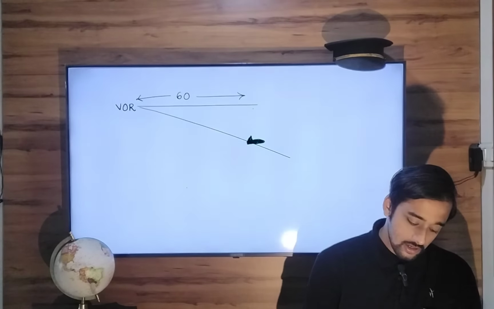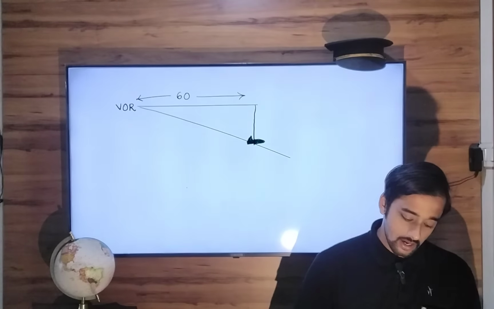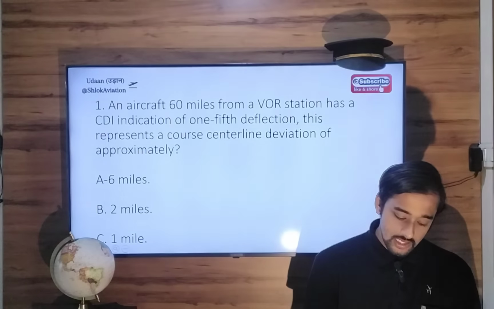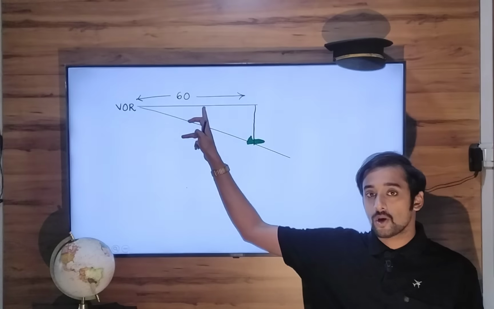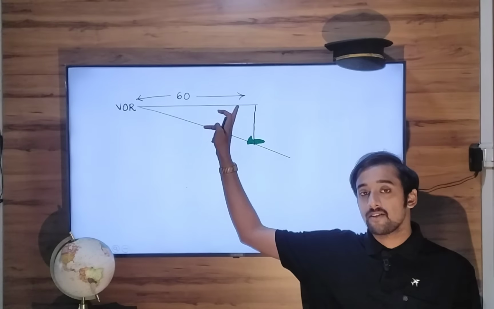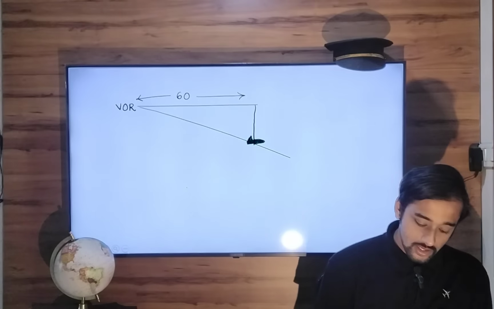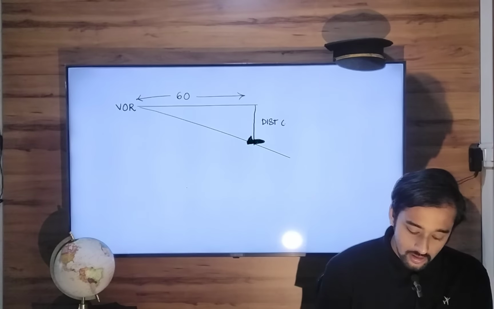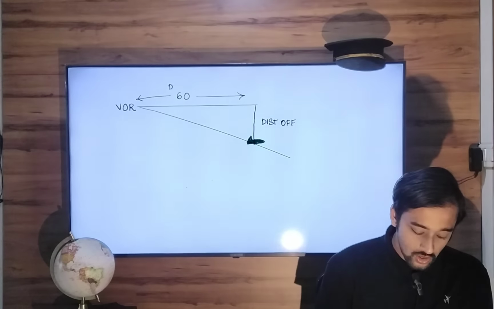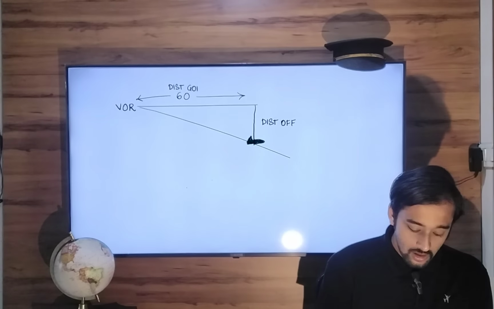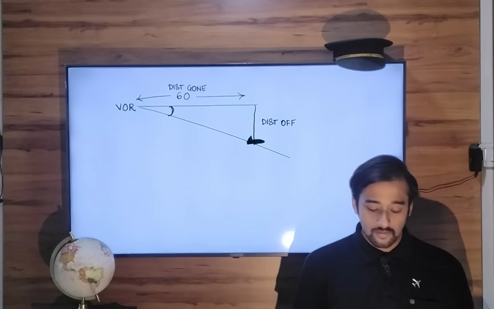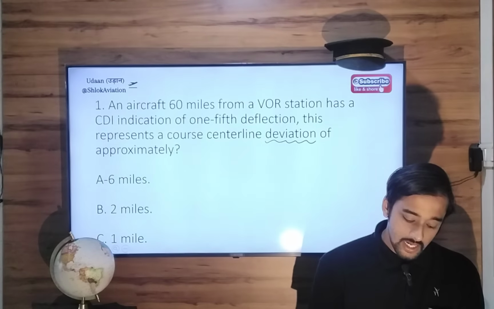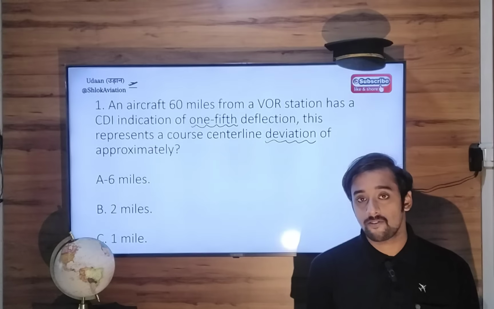We have to find out the distance, this deviation distance from the main course. This was the main course or track. By how much distance have we deviated from that track? This is called distance off track. This is distance gone. The track error between them is how much? The angular error. Now here they have told you the CDI is showing 1/5 deflection.